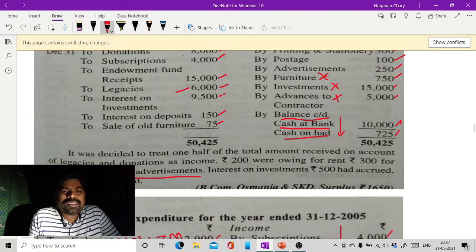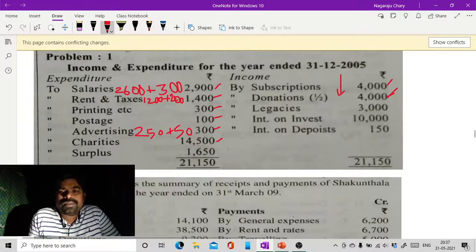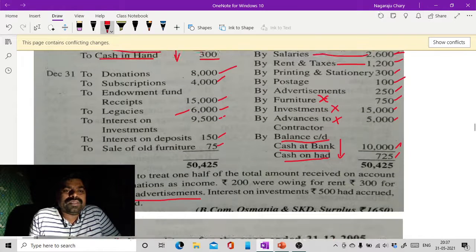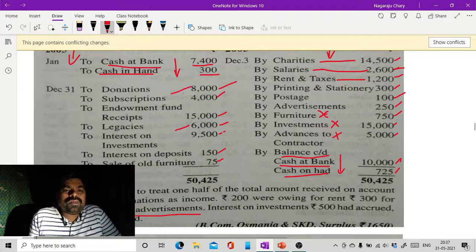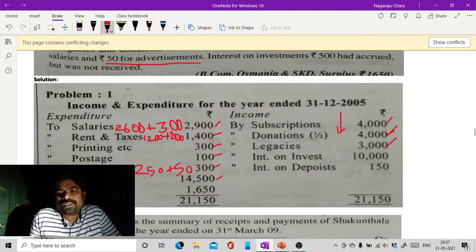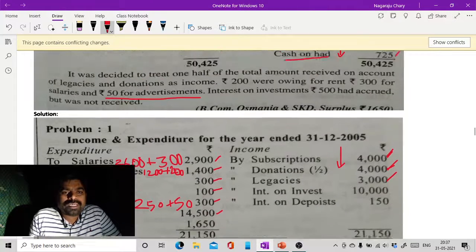Next, legacies also, you see. Legacy 6,000, 50% is 3,000. Got it? Okay. Next one. Now we have completed. Subscriptions 4,000. That is also taken.